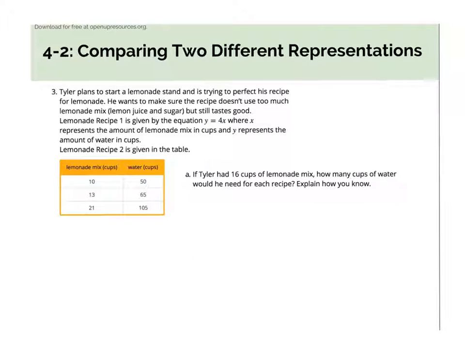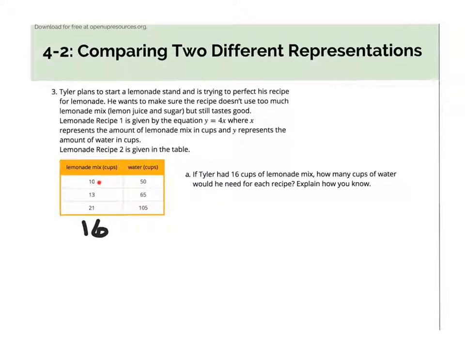For recipe number 2, we need to take a look at this table. Now, none of my values have 16 cups, so we're going to need to add that value in. I'm going to just put that right on the bottom, 16. Now, to find what's missing, the amount of water to go with that, we're going to need to find our rate.